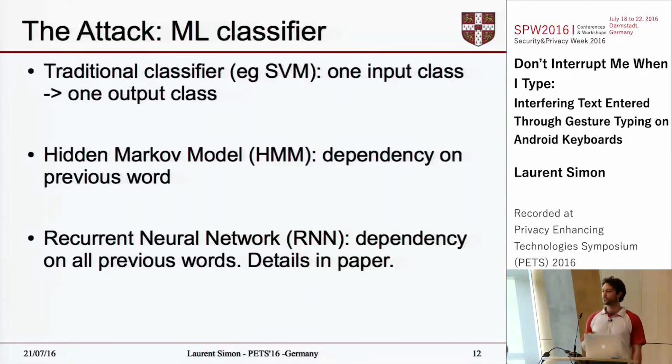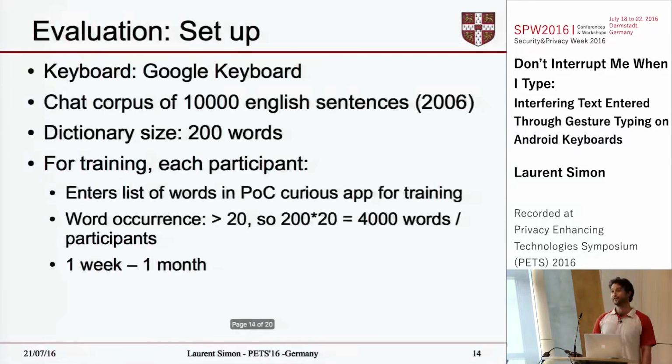These are neural networks which have been extensively studied by the NLP community. And those can, in fact, model the dependency of a word and all its predecessors. In practice, what that means is that instead of, like for an SVM, giving as input a single vector, we're going to feed the RNN with a list of vectors where each vector corresponds to a word in a sentence. Okay? So I won't get into the detail here, but if you're interested, it's in the paper.